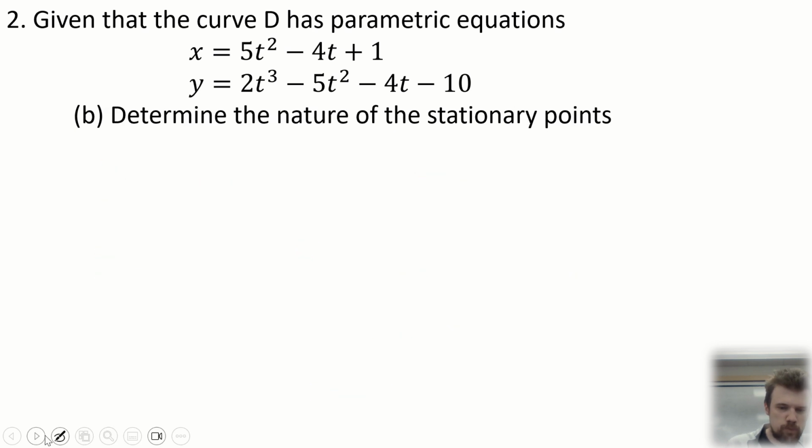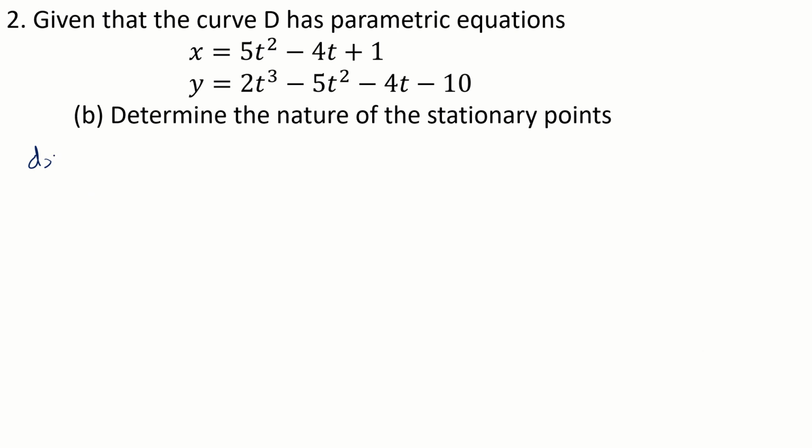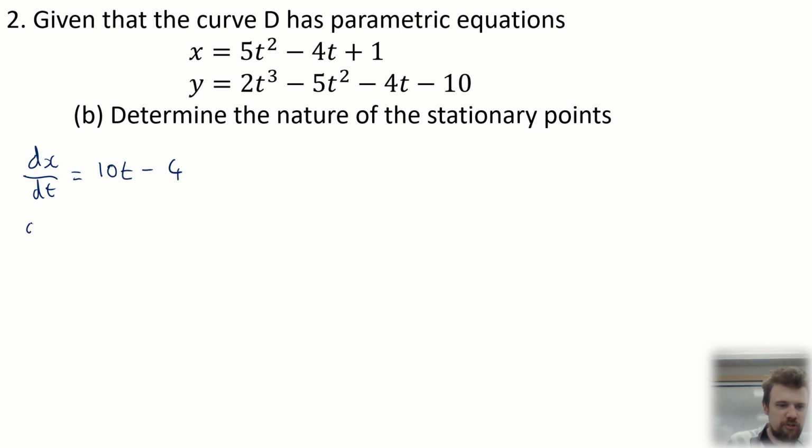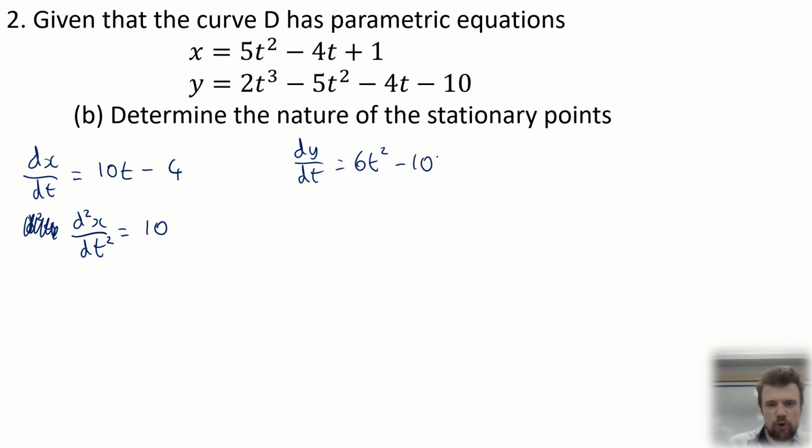Nice, on to part B, which is to determine the nature of the stationary points. So again, we need to find d squared y over dx squared. We have our x, so we can find dx over dt. I already did, but I forgot to copy it across, so we got 10t minus 4. We can differentiate that again, not to get d squared y, but to get d squared x over dt squared. That'll get us 10. We can differentiate the y equation twice. We already had this from before, and then we can differentiate that again, and that's going to get us 12t minus 10.